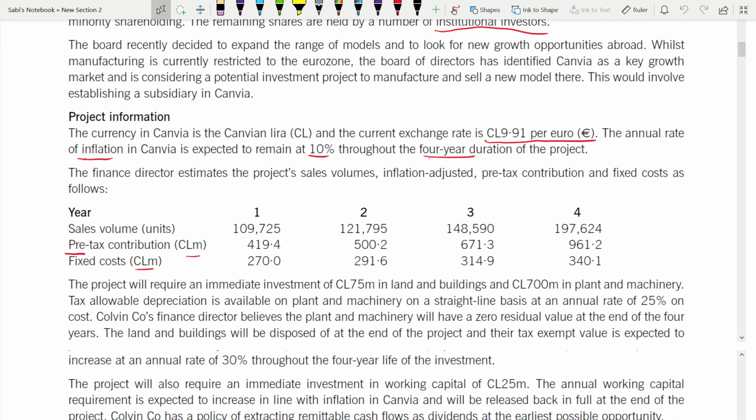So the project will require an immediate investment of CL 75 million in land and buildings and CL 700 million in plant and machinery. So, okay, tax allowable depreciation. Tax allowable, I have told you always. Tax allowable depreciation, 100% it will come for your exam. 100%, there is no doubt about it. So learn it and go. You should not be going there thinking that I was assuming that it will not come. It's not an option. It's compulsory. It's a must that you should know tax allowable depreciation.